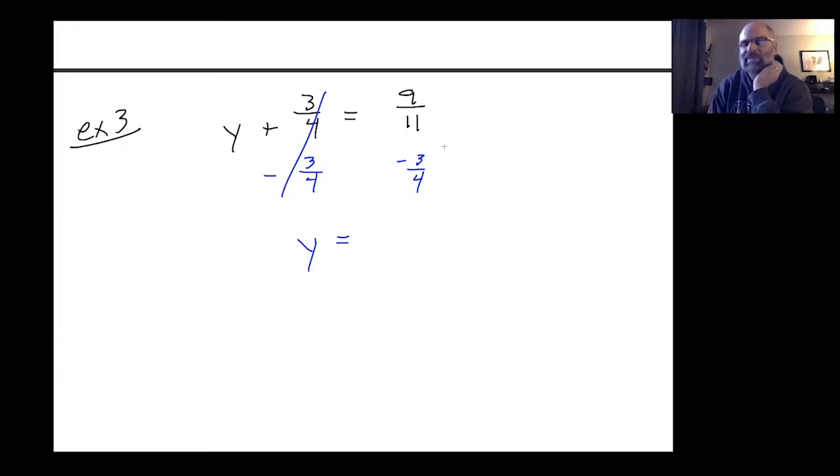Okay. All right. So how do you subtract fractions? What do you need? You need to find the common denominator. All right. So it looks like 44. So how do you figure out this numerator? What do you multiply by? 4. 11 times 4 is 44. So 9 times 4 is 36. 3 times 11 is 33, so minus 33. Right? So now we can subtract. What's 36 minus 33?